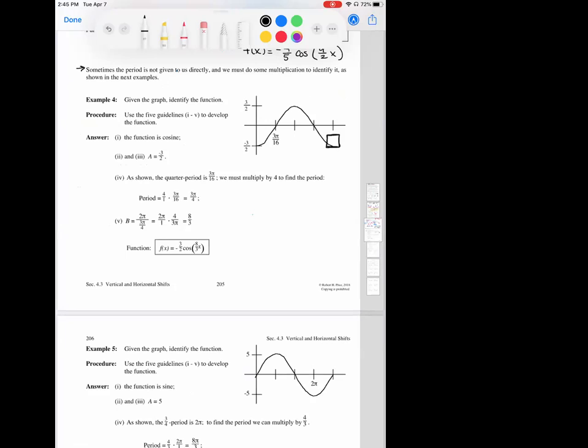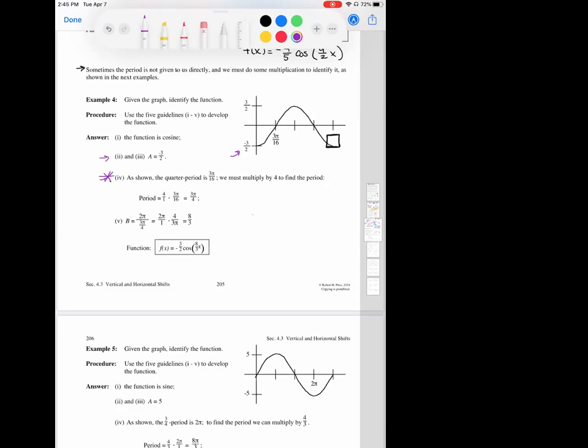Example 4, given the graph, identify the function. So let's go over our procedure. Use the 5 guidelines, 1 through 5, to develop the function. Let's go ahead and see how to work this out. We see that our function is cosine because it doesn't start at 0. Because it starts with the minimum instead of the maximum, I know that's negative. So therefore, for 2 and 3, we have an amplitude of negative 3 over 2. Now 4 is what this example is all about.